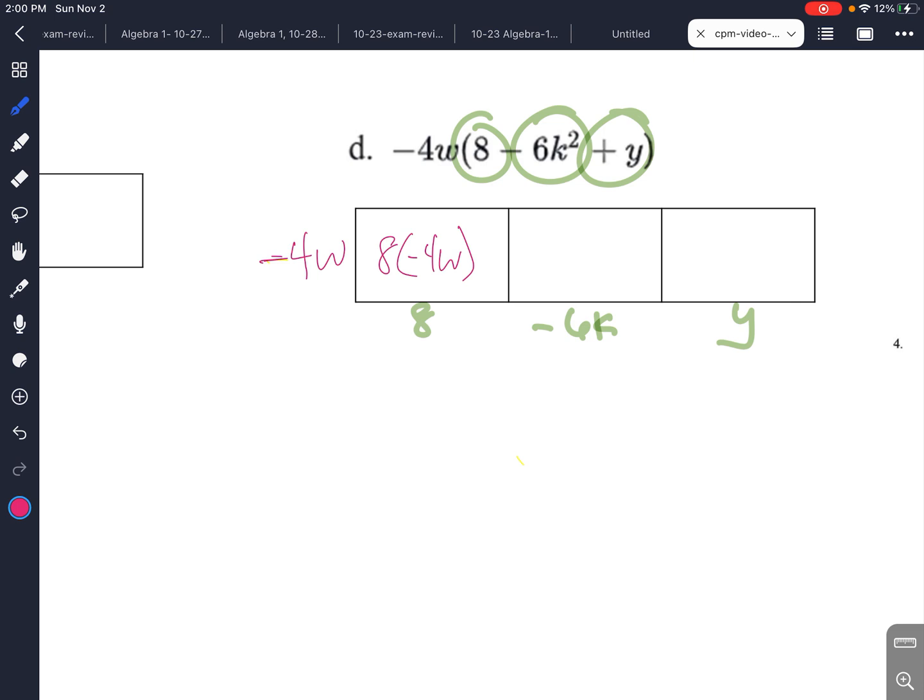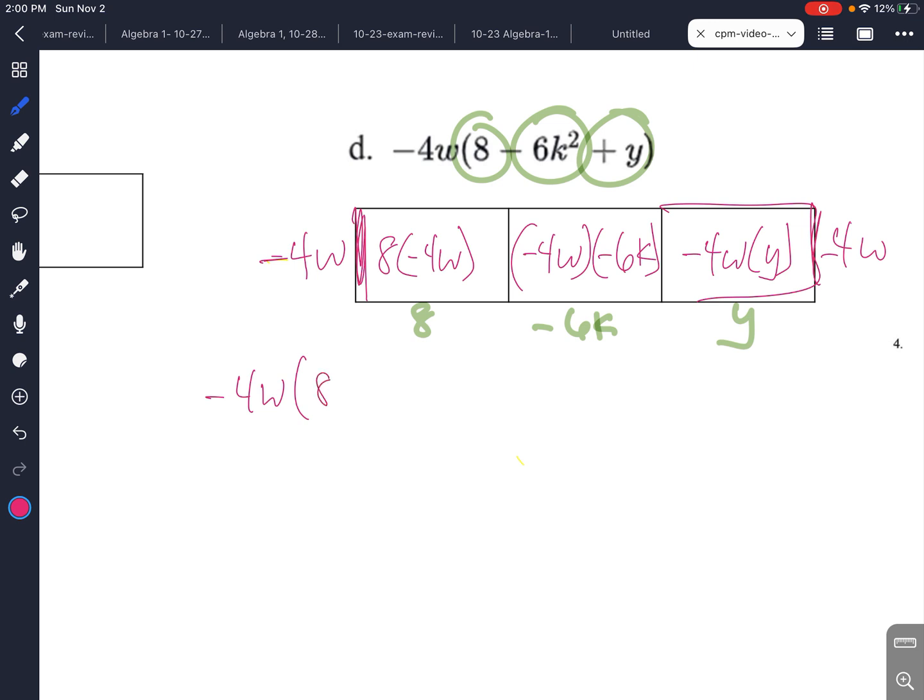I'm going to multiply negative 4w times negative 6k. I'm going to multiply negative 4w times y. Remember, if it's a rectangle, then this side is the same as this side. I could put that over there. This is how I get this rectangle, right? So I have negative 4w times 8 minus 6k squared plus y.